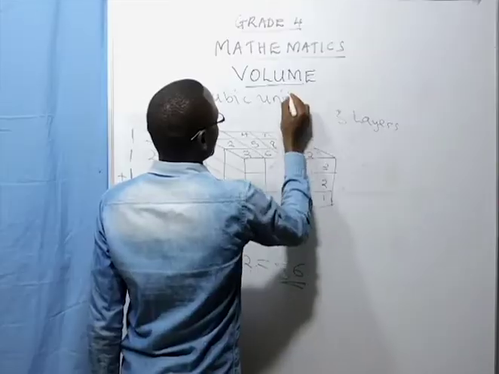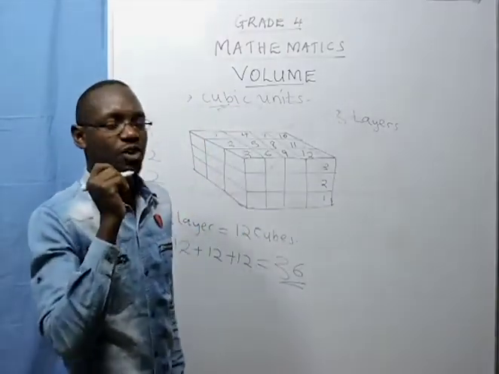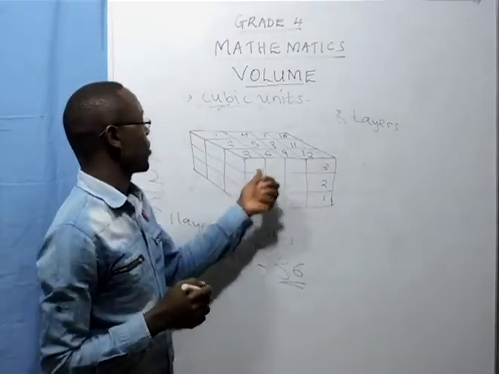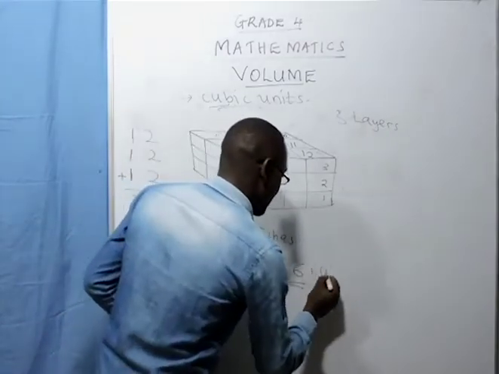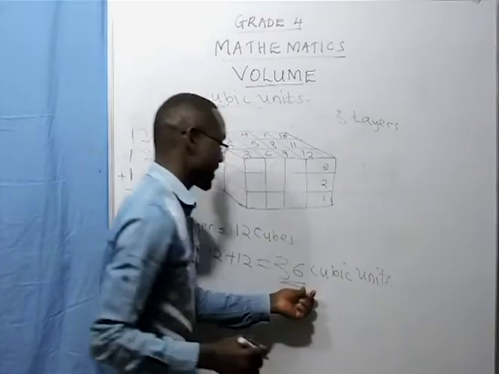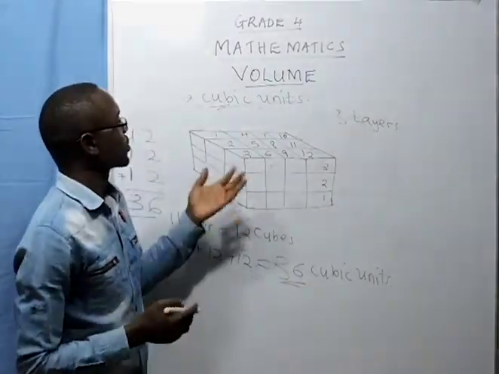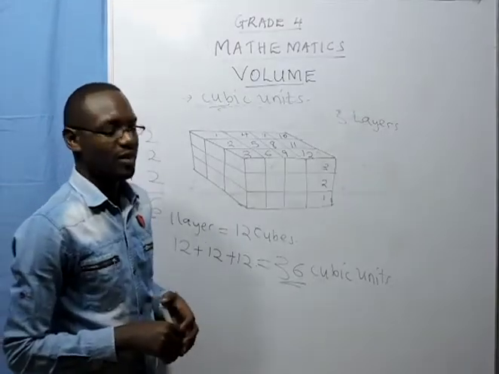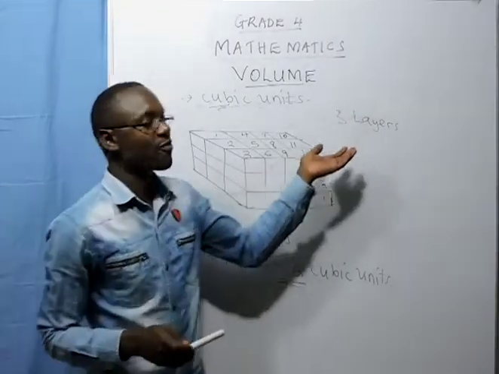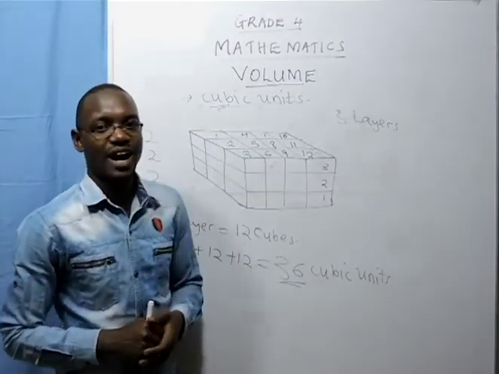Volume is given in cubic units. Why cubic? Because we are counting the number of cubes. So the volume of this cuboid will be 36 cubic units. Cubic units meaning it has 36 cubes. So that is how we calculate the volume of cubes and cuboids through piling. Just count the number of layers, then count the number of cubes in one layer, then you add.